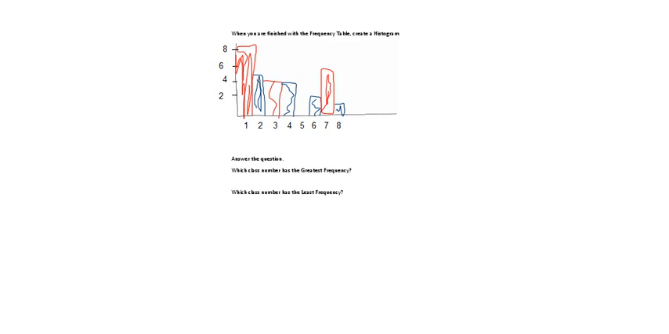So now we can answer our questions. Which number had the greatest frequency? Well, class 1 had the greatest frequency. Which had the least frequency? Well, that's class 5 because class 5 had 0. So we've answered that.